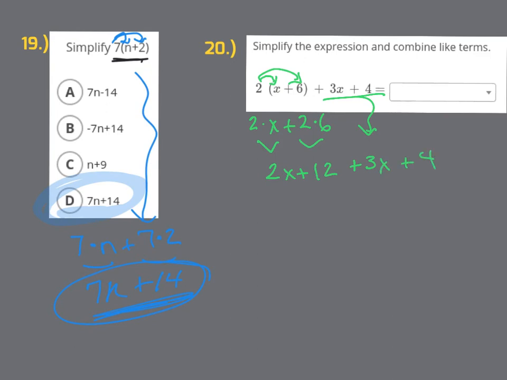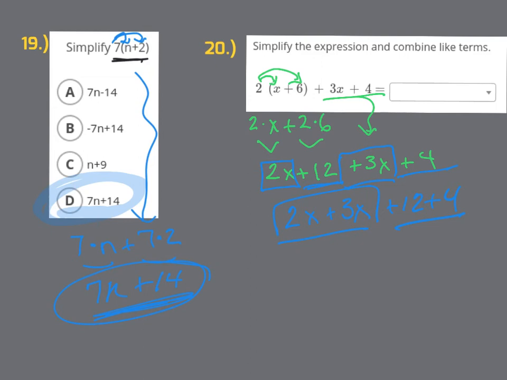Okay, so now I'm going to box and underline. That's my next fun step. So I've got 2x, that is a variable. I'm going to put it in a box. Plus 12, that does not have a variable, underline. Plus 3x, that is a variable, going to box. Plus 4 is an underline. I sort them out, and I keep everything that's in a box together in a box. And everything that is not in a box is underlined, so I'm going to keep all of that together.